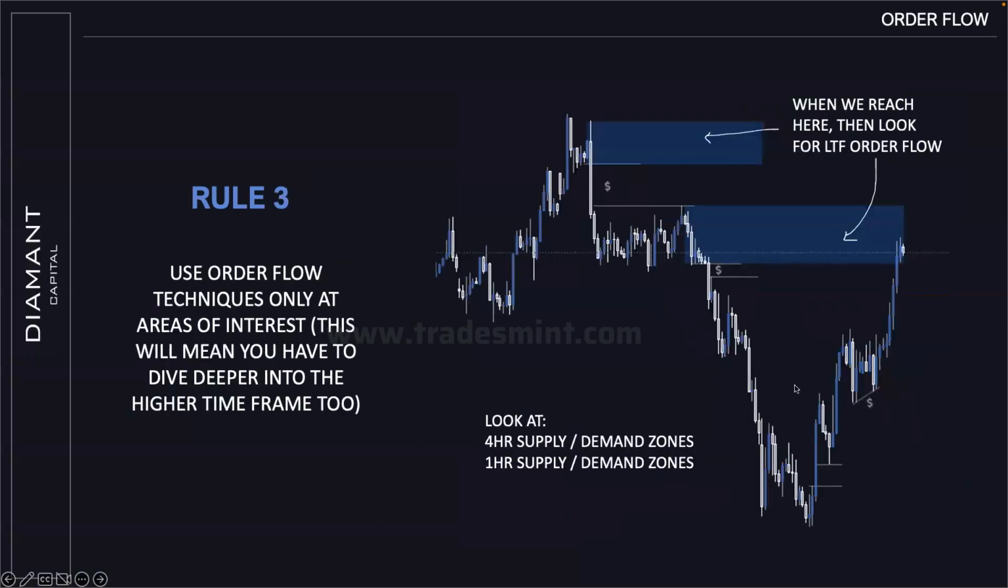Then, rule number 3, use order flow techniques only at areas of interest. So that means that we're going to have to dive deeper into the high time frame as well. And just as an example, I brought up this little Euro USD 4-hour chart that we're looking at. And from this, I'm only going to be looking for sells from 2 locations. It's going to be this supply zone right here, and also this supply zone right here. When we enter these areas, that's when I want to look at the lower time frame, and then I can see if we'll be seeing the lower time frame order flow that I'm talking about.